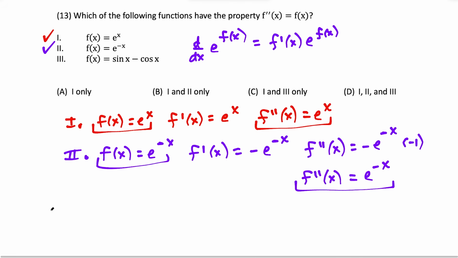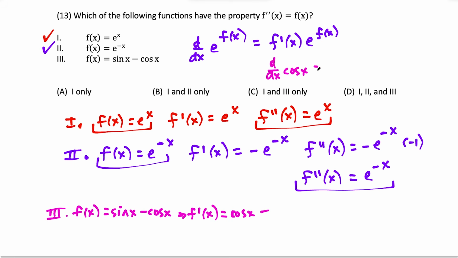And now finally for Roman numeral 3, we have this function here. We have f of x is equal to sine x minus cosine x. We'll start off by taking the first derivative. So we have f prime of x is equal to, the derivative of sine is cosine. And then next, after this derivative, we have minus the derivative of cosine. I'll write that off to the side. The derivative of cosine is minus sine x. So what I'm imagining here is we have minus sine x, which changes to plus sine x. So that's our first derivative.